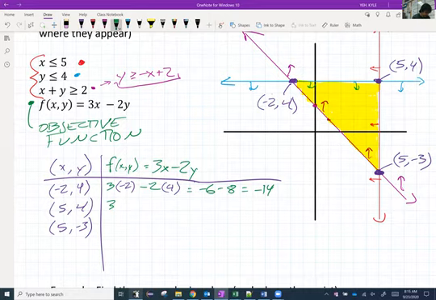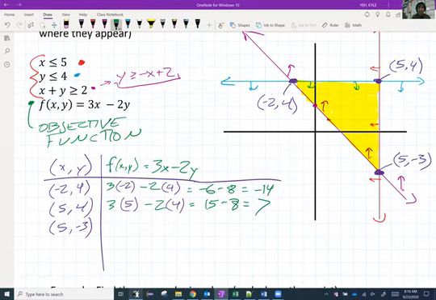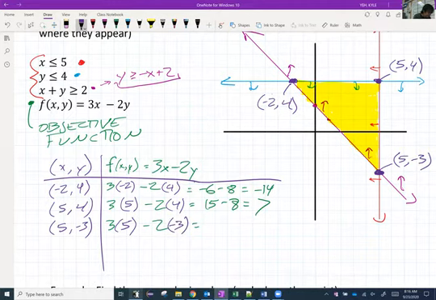So 3, I'm going to just color code. So 3 times 5 minus 2 times 4. So 3 times 5 is 15 minus 8 equals 7. Okay, so maybe that's the max. And then finally, my third vertex, I'm plugging in that x coordinate, that y coordinate. 3 times 5 was x, minus 2 times negative 3 would be 15 plus 6, it looks like, because of the negative 2 times the negative 3.